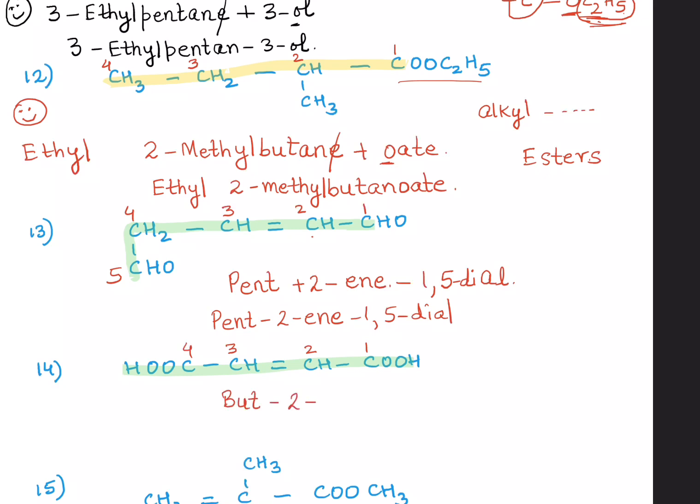Primary suffix, 2-ene. Secondary suffix, 1,4-dioic acid. Right? And this gives us the name of the compound, but-2-ene-1,4-dioic acid.